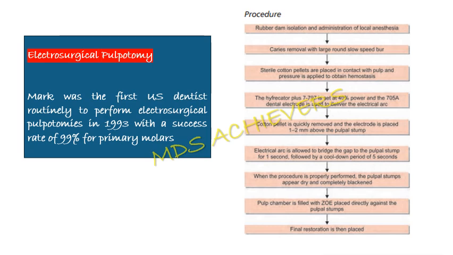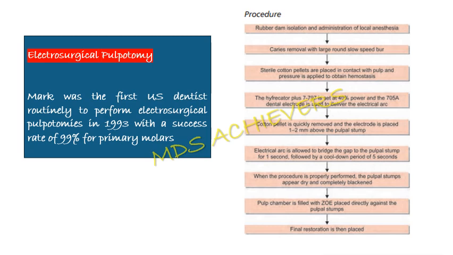Electrosurgical pulpotomy. Mark was the first US dentist to routinely perform electrosurgical pulpotomies, in 1993, with a success rate of 99% for the primary molars. The procedure is anesthesia, isolation, caries removal with a large round burr, followed by sterile cotton pellets that are placed in contact with the pulp, and pressure is applied to obtain hemostasis.